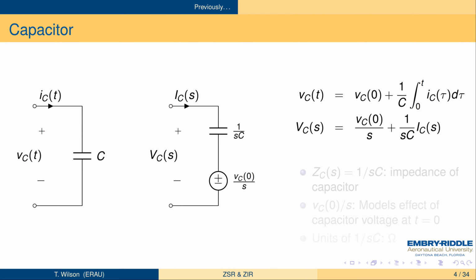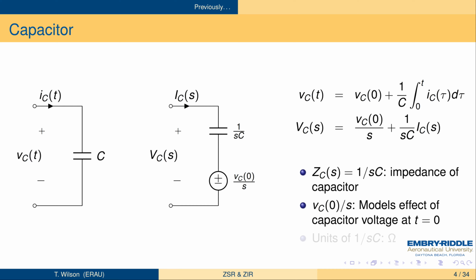So previously, we had the initial condition sources in the S domain for the capacitor and inductor. For the capacitor, we had an impedance 1 over SC in series with an initial condition source of strength VC of 0, the initial voltage of the capacitor at time t equals 0, divided by S, corresponding to a constant voltage source in time. The impedance had units of 1 over SC, which is ohms. And so impedance is like ohms, it just has a complex value.